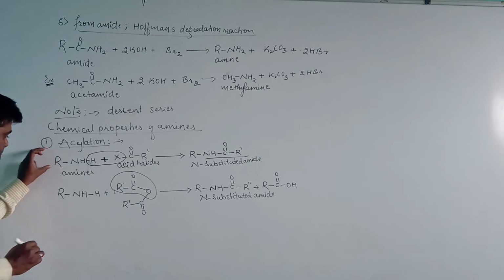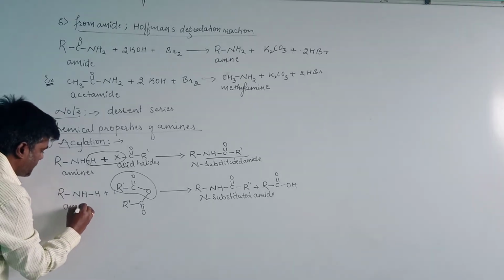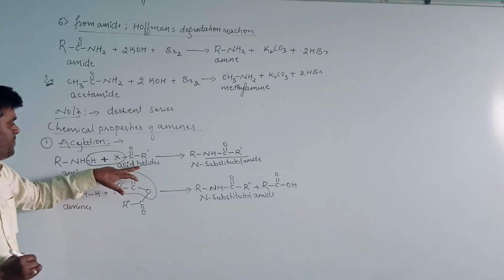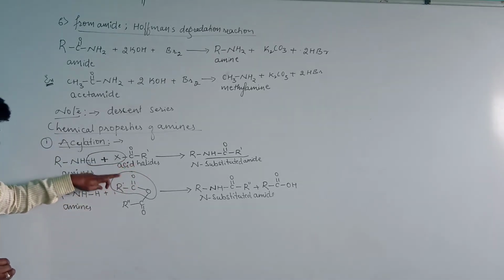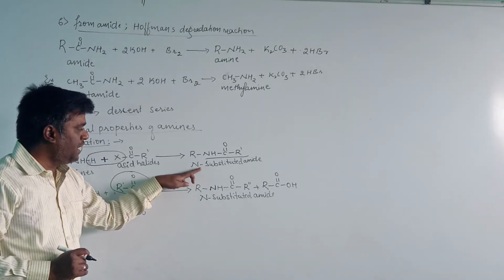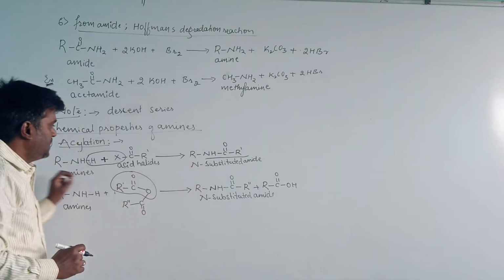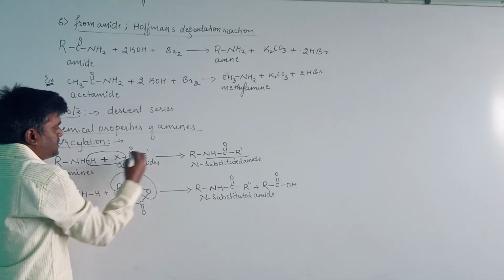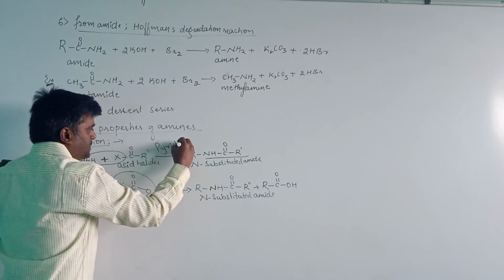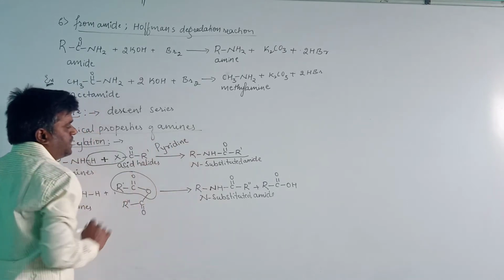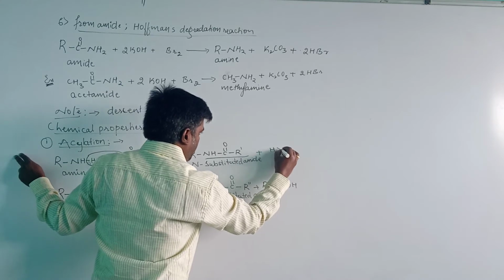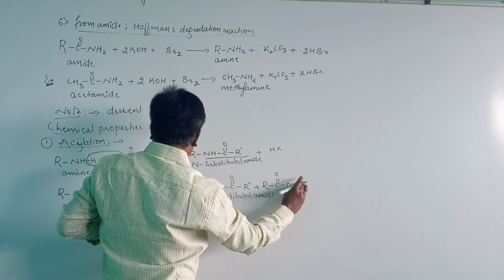When amines react with acyl halides, we can also call them acid halides, or with anhydrides, then it produces the compound called N-substituted amide. This reaction is carried out in the presence of a catalyst called pyridine. In the presence of pyridine, the reaction will be carried out, and here the byproducts are the hydrogen halide.